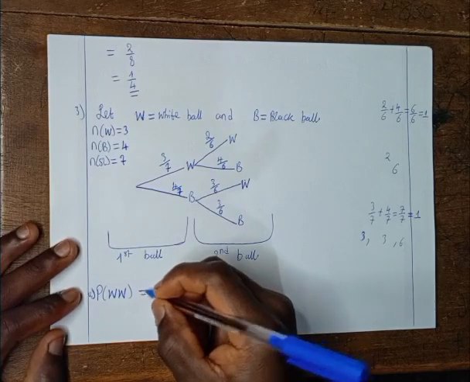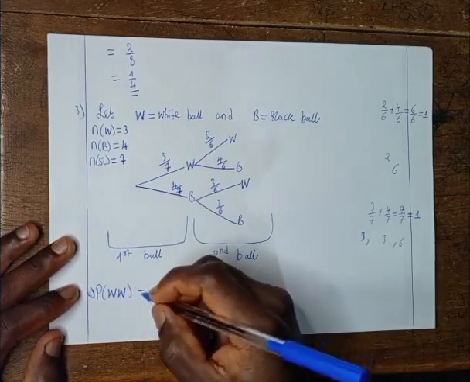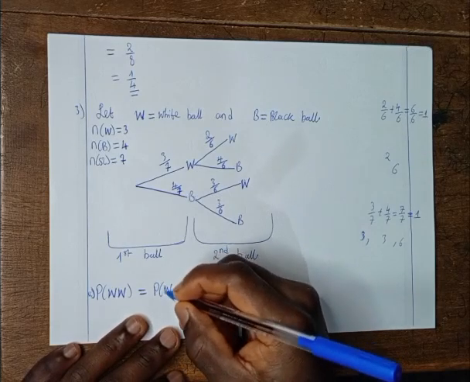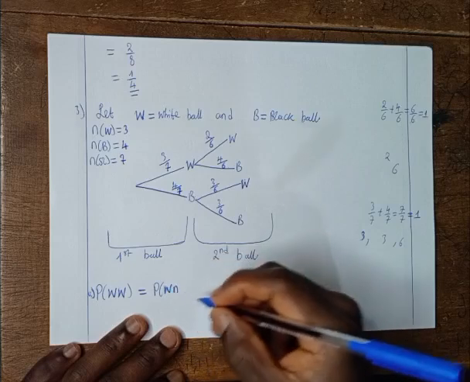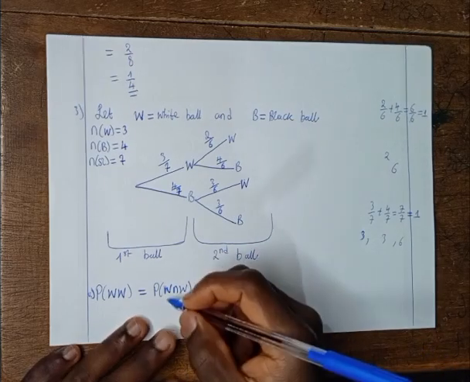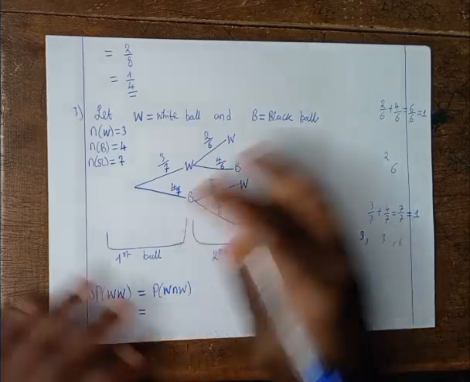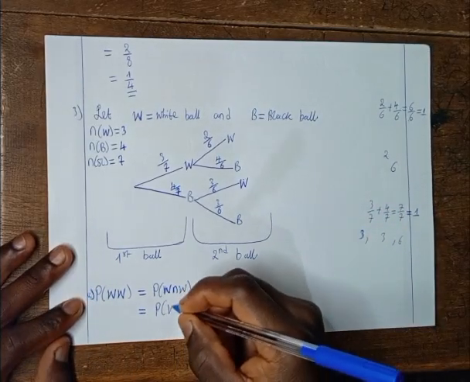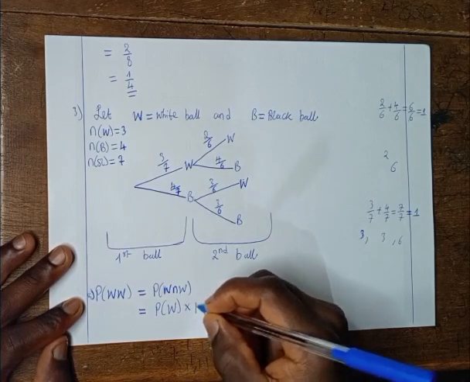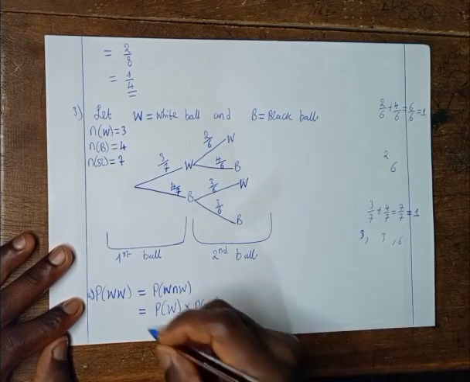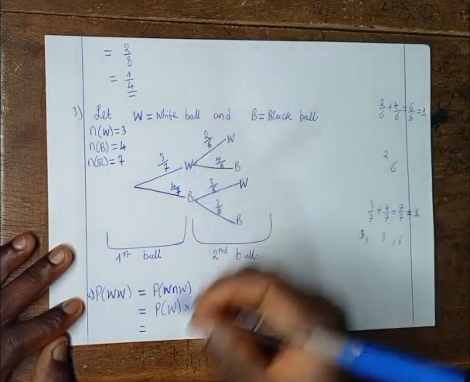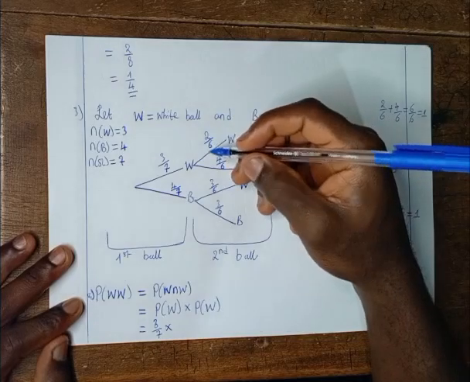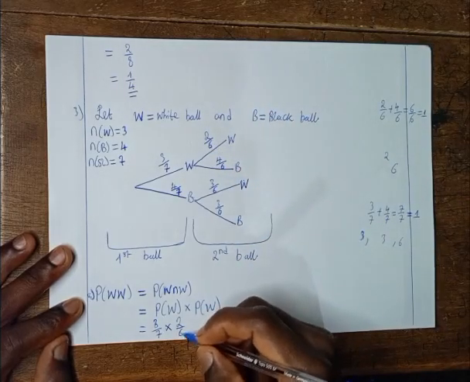This will simply be equal to, we know this is the same as the probability of getting a white ball and a white ball, and we make use of intersection. We know the two events are independent. In this case, getting the probability will simply be the probability of the first white ball times the probability of the second white ball. The probability of the first white ball is simply 3/7 times the probability of the second white ball, which is 2/6.